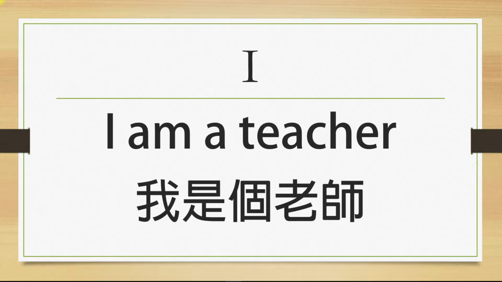Sentence: I am a teacher. 我是个老师. So the I in Chinese is 我, and am is 是, 个, teacher is 老师. So for all these words put together, we will create this sentence. And this grammar structure is similar in Chinese and English. Just that simple.